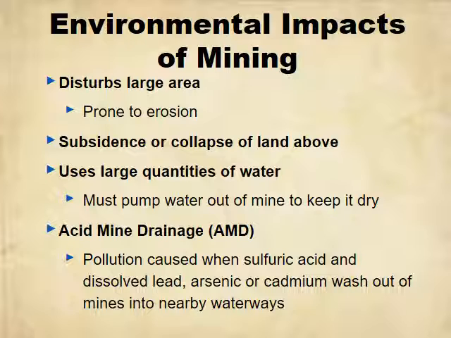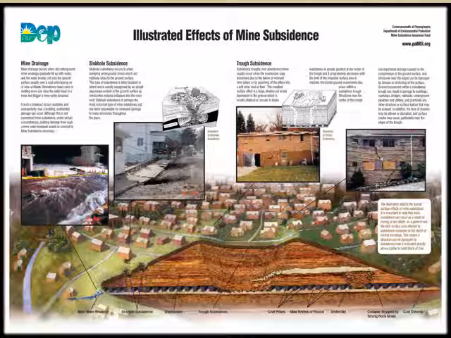There are a lot of environmental impacts of mining. Subsidence, or the collapse above land, acid mine drainage, which is the pollution caused when the acids like sulfuric acid and dissolved metals like lead, arsenic, and cadmium wash out into the mines, into nearby waterways, because you can't stop water from going into a mine, and then it oxidizes. This ore that is now exposed is oxidized because now it's in contact with oxygen, and it creates what we call acid mine drainage.